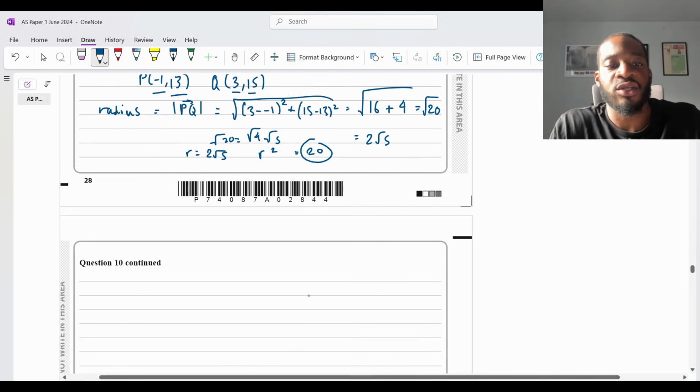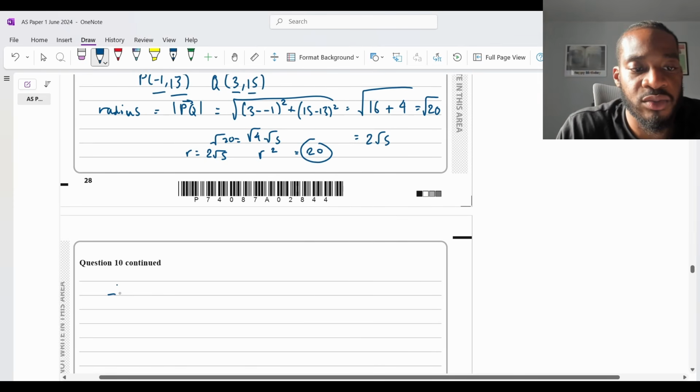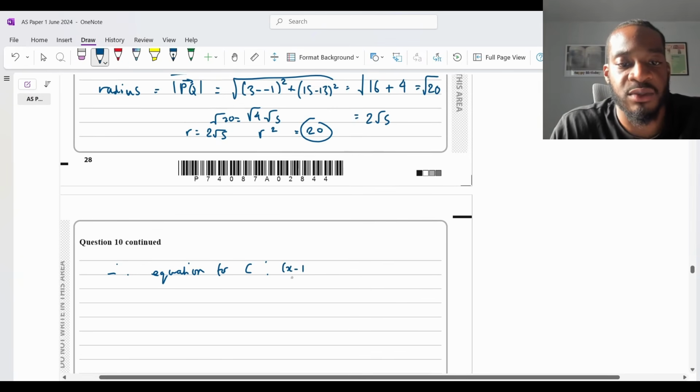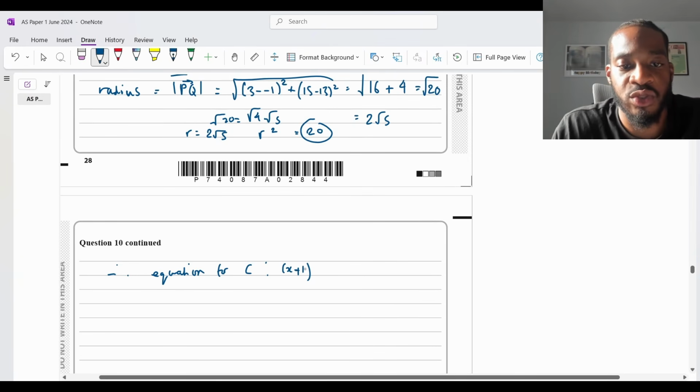So therefore, the equation of the circle, right? Equation for C is just going to be x minus, what was it, 1? X plus 1, sorry. X plus 1 all squared. You know, let me just write. I'm getting used to this new whiteboard. Makes the writing a bit different. X plus 1 all squared.